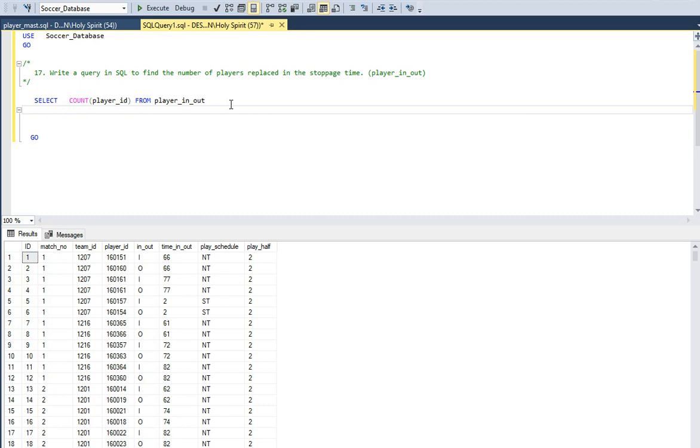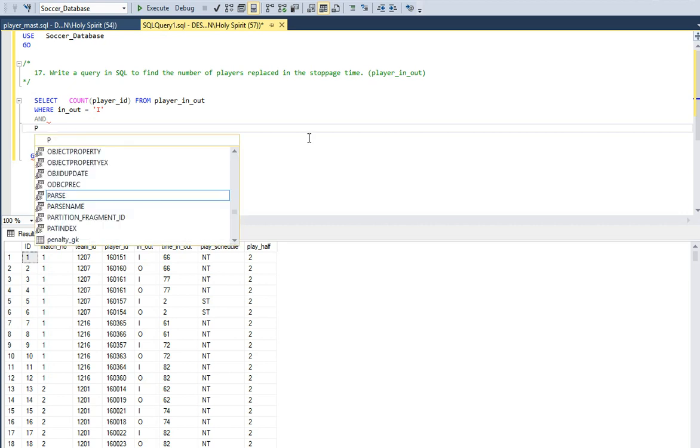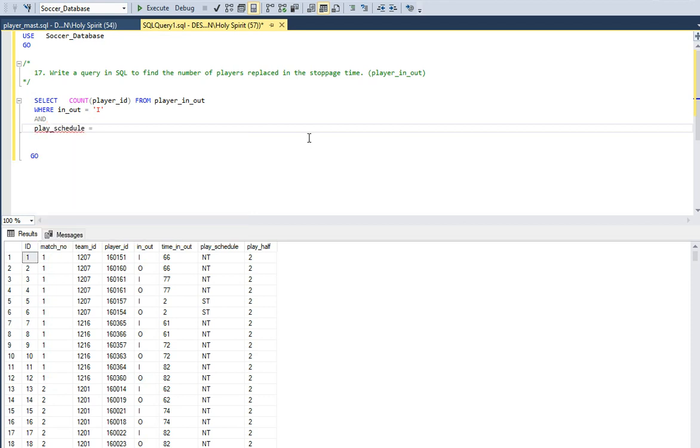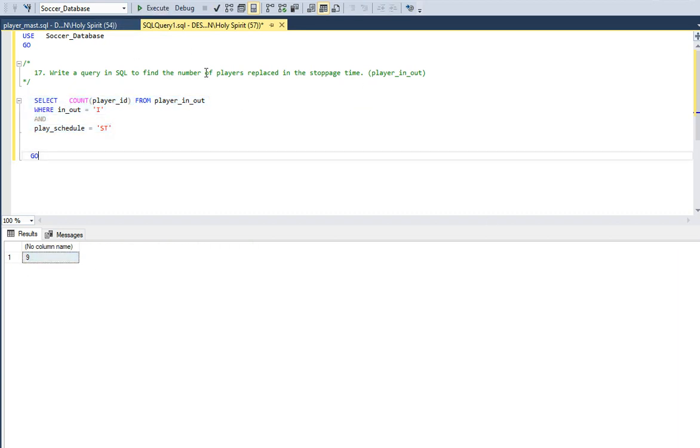Again, the condition goes where the condition is in out is equals to in, and replaced in the stoppage time. Play schedule is ST. Execute. Totally it's 9.